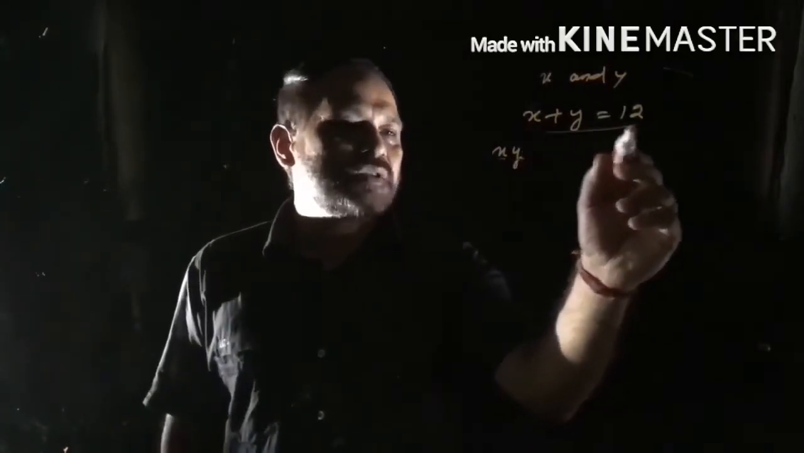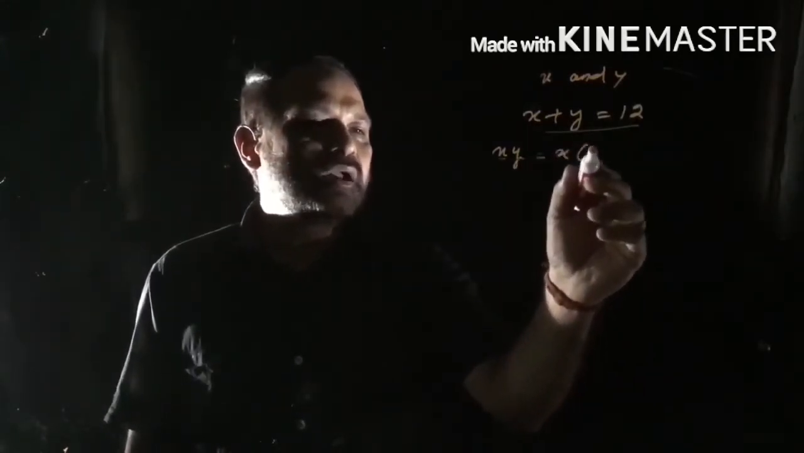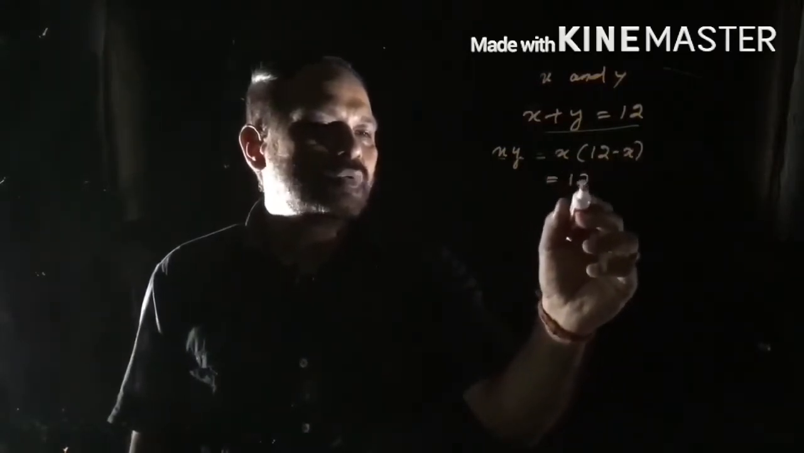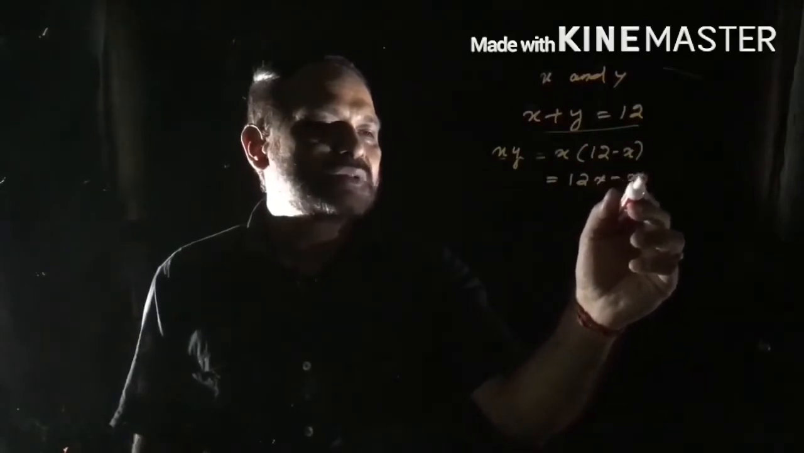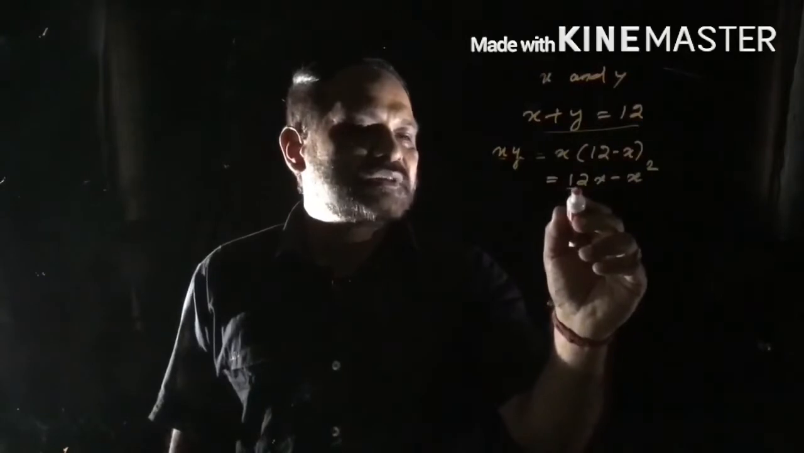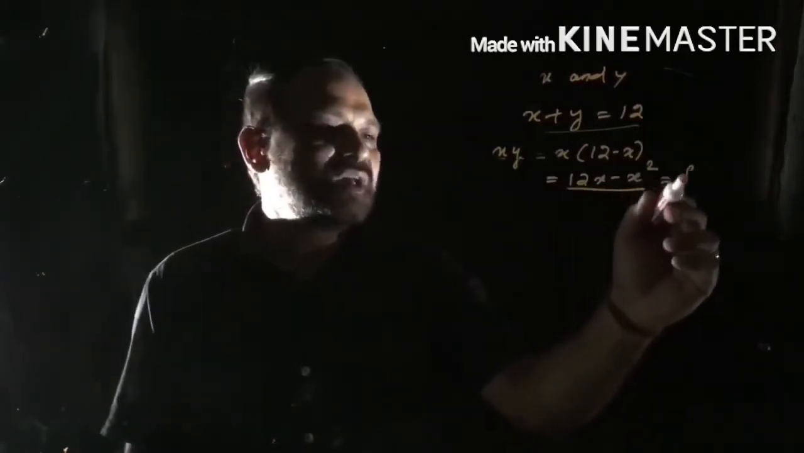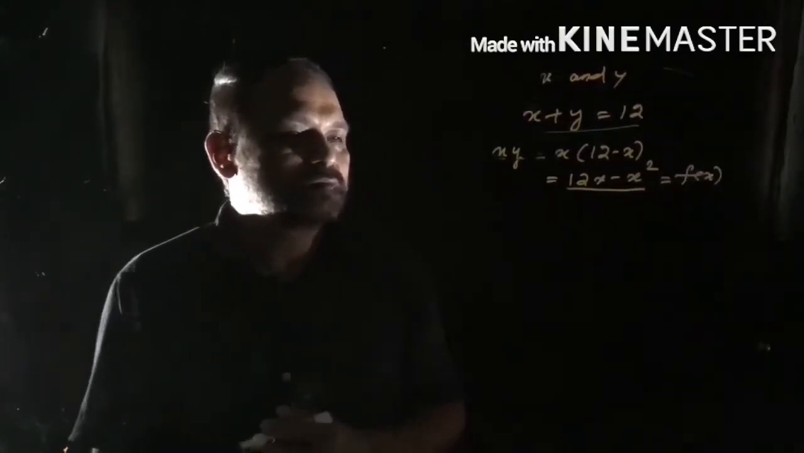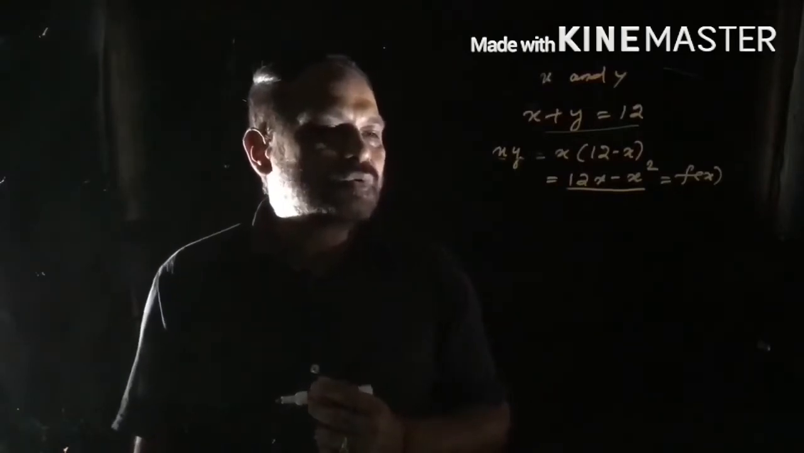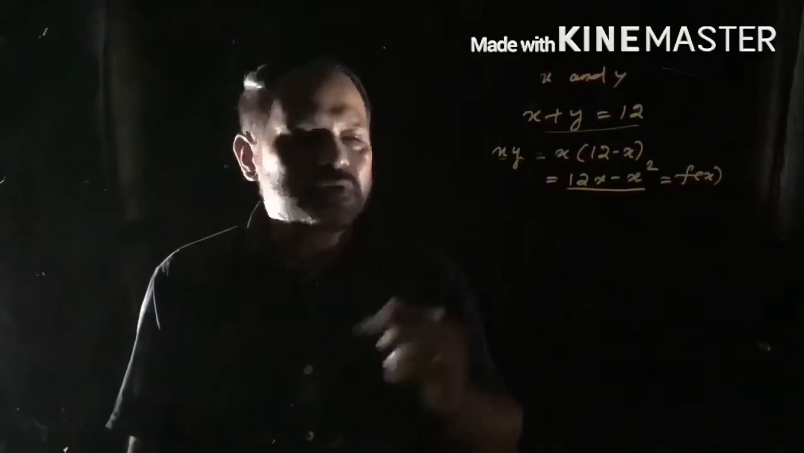Given x plus y is equal to 12. In place of y, we can write 12 minus x. So the product is x(12 minus x), which is equal to 12x minus x². Now the product changes to one variable. We consider this as f(x). Here f(x) is equal to 12x minus x². Now come to the procedure.